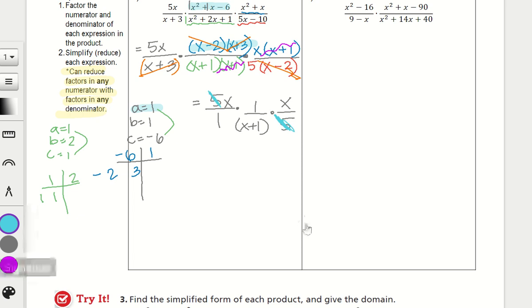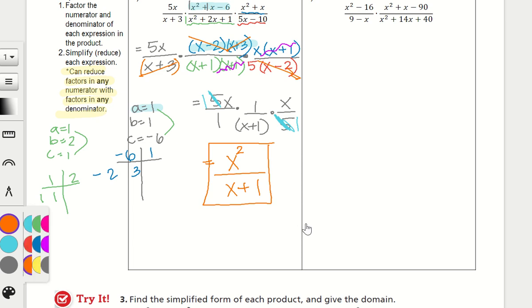And so if I multiply straight across, notice that I just have x times x. So that's going to become x squared. And then I just have x plus 1 in my denominator. So all that I'm left with is x squared over x plus 1. So we factor everything, and then we reduce.